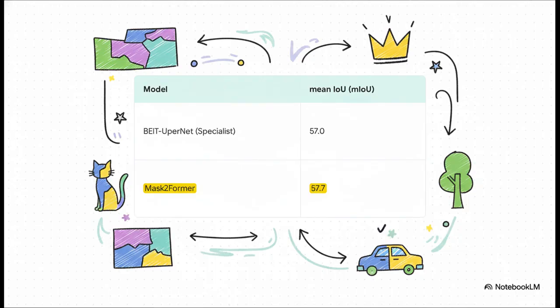It's the exact same story. The score here, mIoU, just measures how well the AI's predictions line up with reality. The best specialist was at 57.0. Mask2Former, a new record of 57.7. The conclusion here is just impossible to ignore. One single model is now the undisputed king of all 3 segmentation tasks.